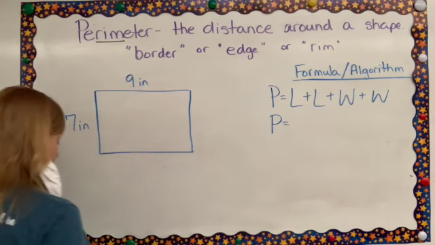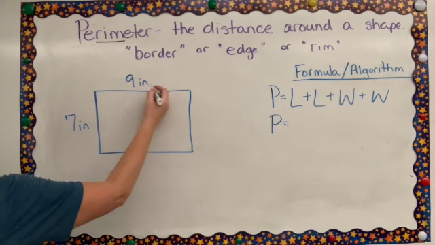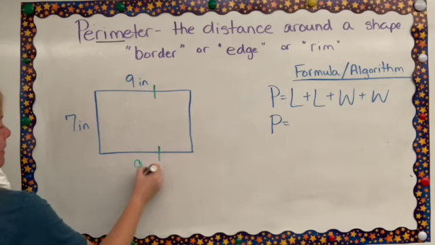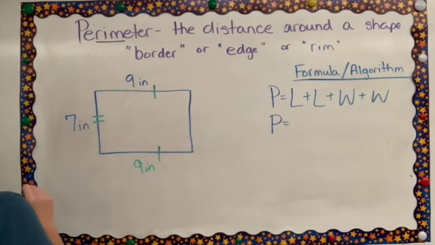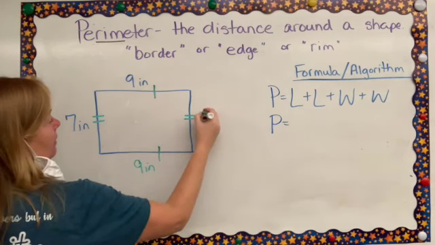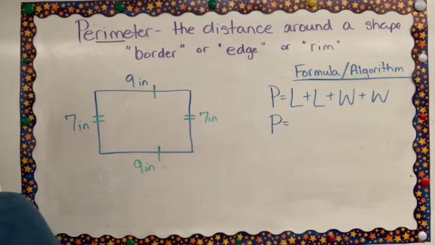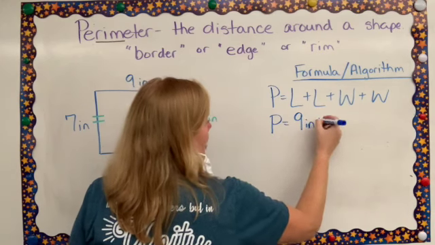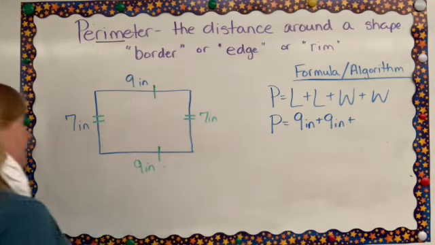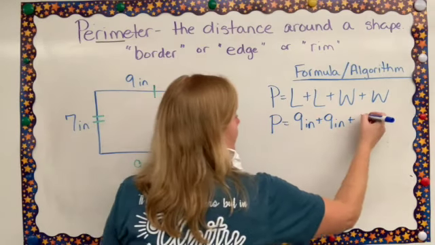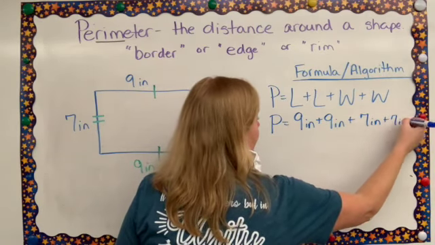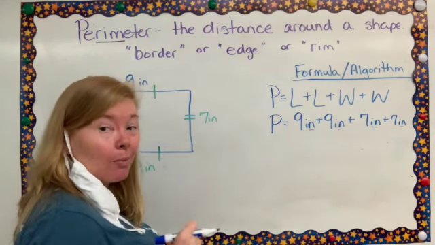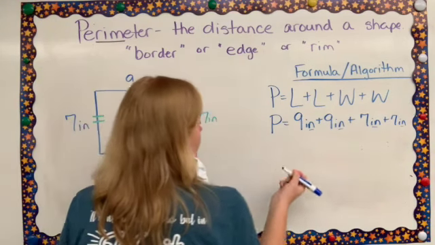Perimeter equals length. If this one is 9, then which other one is 9? Perfect. The one right below it. If this one is 7, then this one is, love it, 7. Perfect. All right, so my length is 9. I've got 9 inches plus 9 inches plus my width is 7, 7 inches plus 7 inches. Do you see how I keep putting my unit of measurement? You are expected to do that. If you do not do it, you lose a point. So make sure you've got those units of measurement.